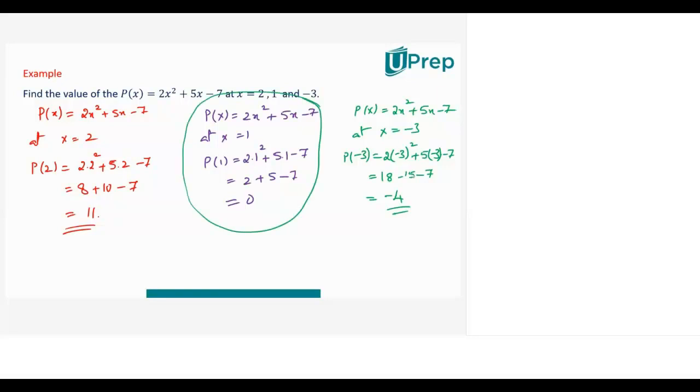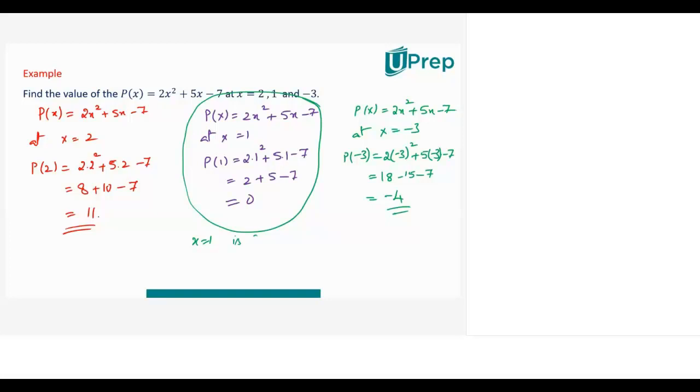Now, for the further discussion of this topic, for me, the most important thing is this. At 2, I got some non-zero number 11. At -3, I got some number -4. So sometimes the polynomial value will be positive, sometimes negative, different values. Particularly that value where the polynomial takes 0 is more important to us.